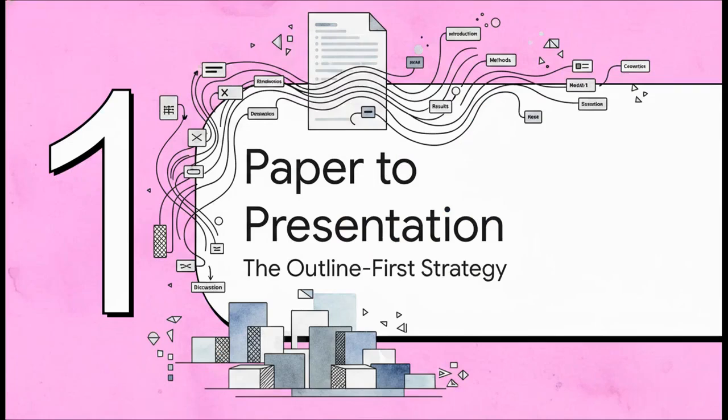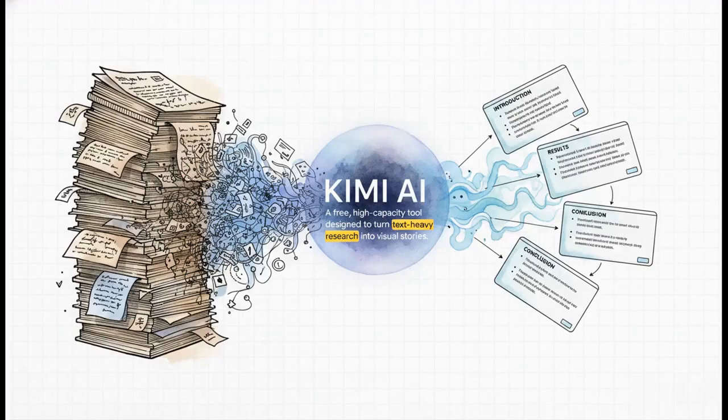Well, the most critical part of any academic presentation isn't the design, it's the structure. Before we even think about fonts or colors, we have to make sure that the logical flow of our argument is perfectly preserved. And for that, an outline-first strategy is, frankly, non-negotiable. For this first step, we're going to turn to a really powerful free tool called Kimi AI.